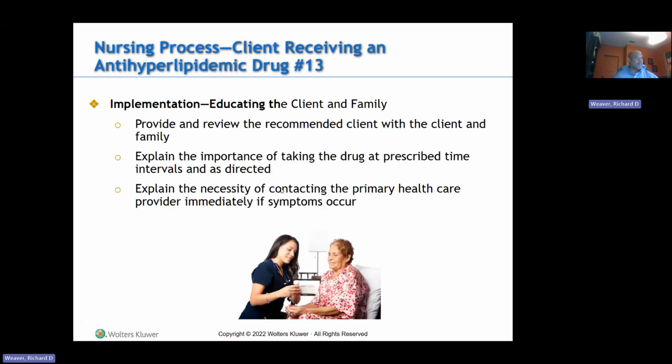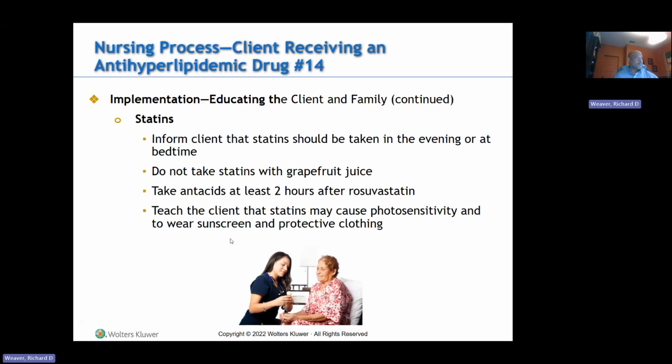All right, educating the family on statins: inform the client that statins should be taken in the evening or at bedtime. So it is here. I just didn't get to it yet. So yes, in the evenings or at bedtime. This is when cholesterol is actually made more so in the liver.